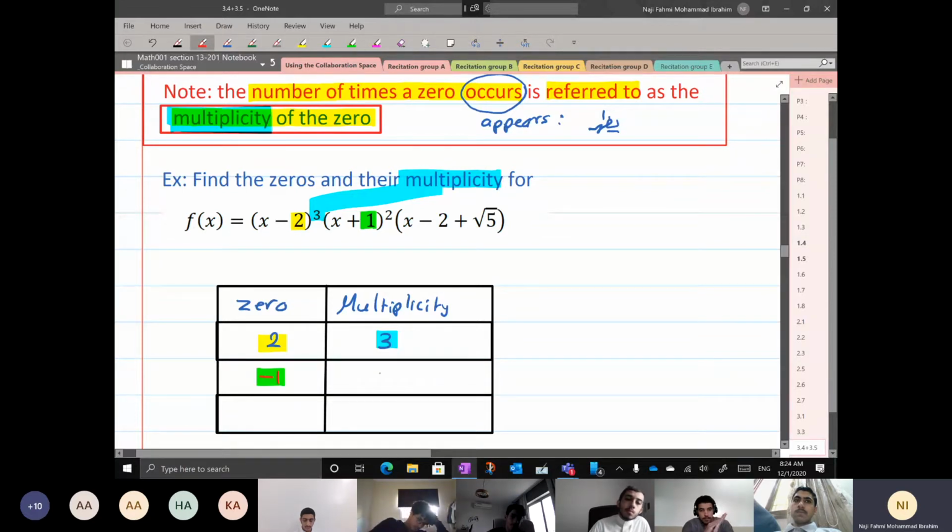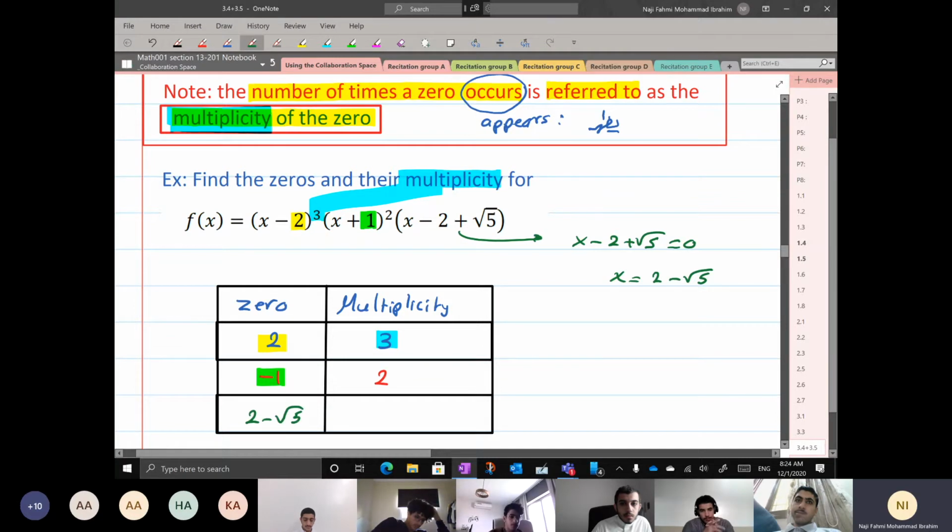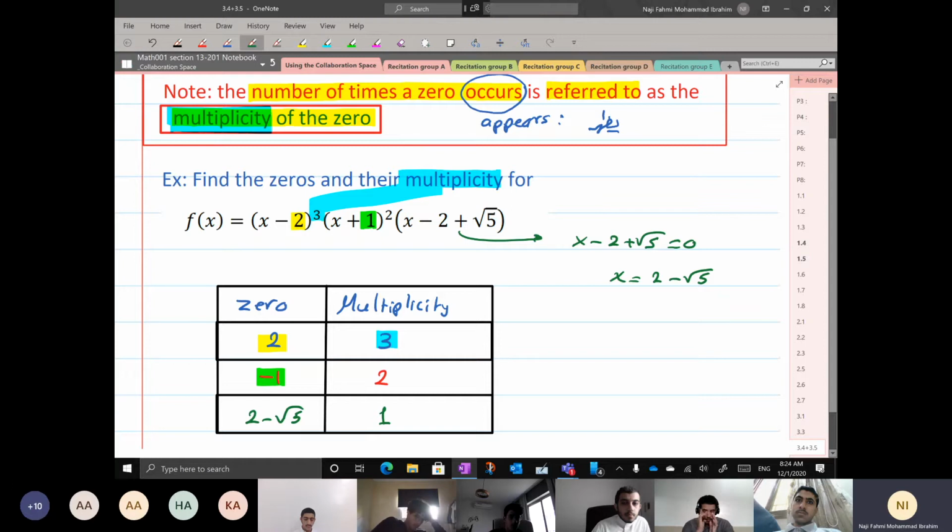And what's the power of that? 2. And what's the zero of my last bracket? If I say x minus 2 plus √5 is 0, how much is x? x is 2 minus √5. And what's the power? 1. So the multiplicity is 1. So in simple words, the multiplicity is the power of the linear factor. Any questions?